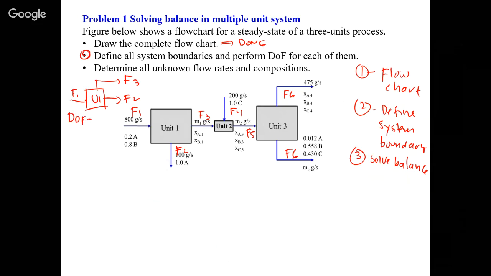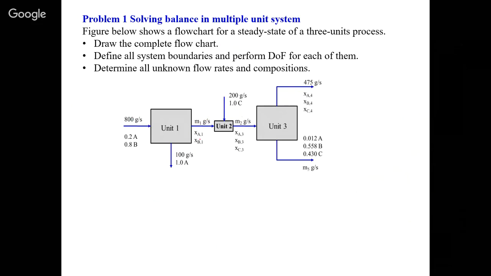The DOF is equal to how many unknowns? 1, 2, 3. That's all. You have 3 unknowns, so it's 3 minus the independent balances. We know that here we have two species, so it's minus 2. There is no other information whatsoever, minus 1.